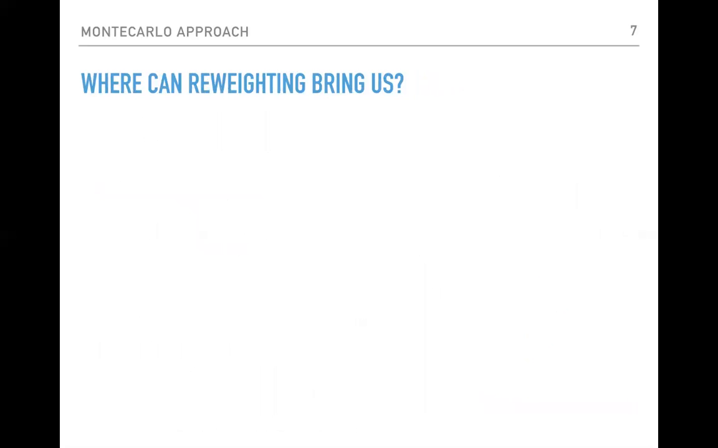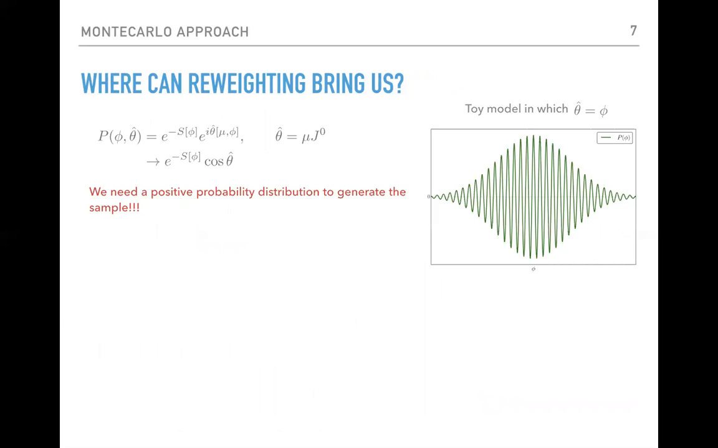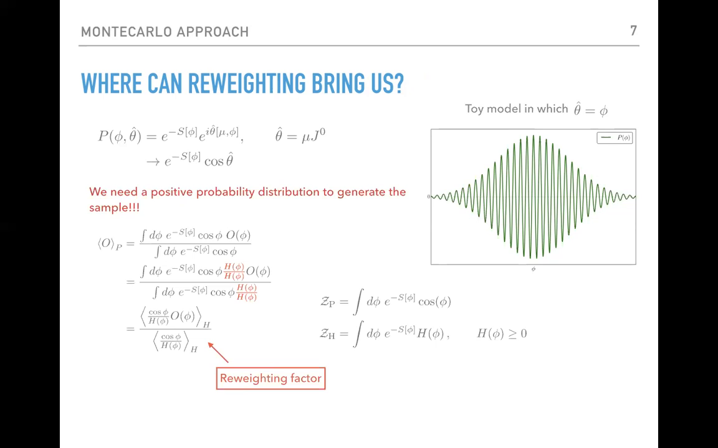So where can reweighting bring us in this problem? Imagine that we have this oscillatory probability distribution. For this toy example, I take some action which is positive definite, and then a cosine function just to emulate this oscillatory behavior. It is clear that we cannot sample this, because there is no way that we can design an algorithm that gives us a given config with negative probability. I mean, this doesn't make any sense. So we need a positive probability distribution.